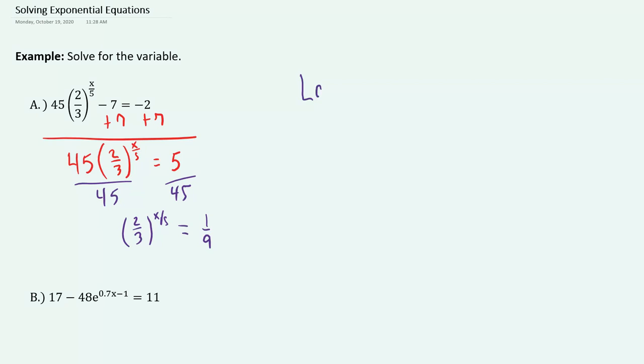So logarithmic form would be log of the base, in this case 2/3, of the value, so 1/9, equals the exponent, x divided by 5. When we put that into our calculator to evaluate, we get about 5.419 equals x over 5. So then to get x by itself, we multiply both sides of the equation by 5 since it's being divided by 5. So that means our final answer would be x equals 27.095.